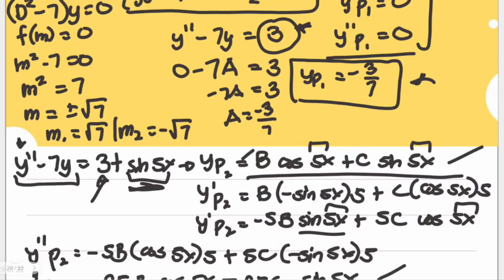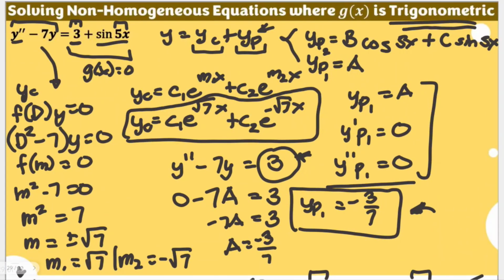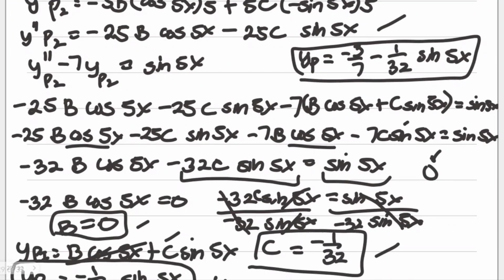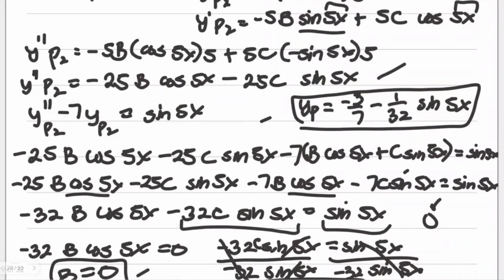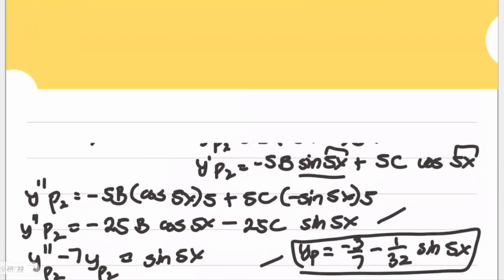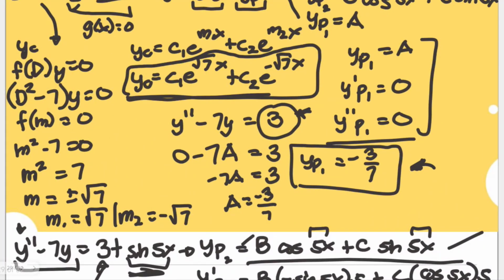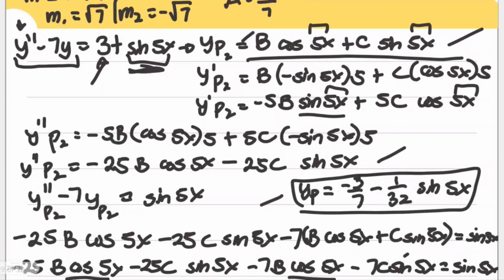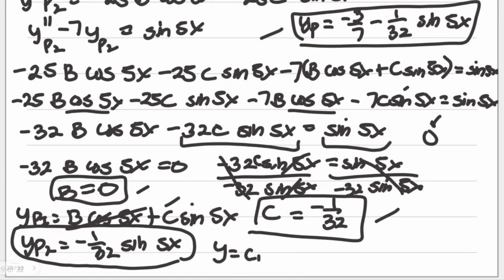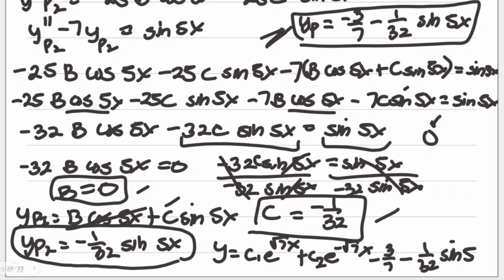Again, the first y sub p component happened because we have two terms for your constant, and for your trigonometric function is this. Combining that, you will have this y sub p, which will be combined to our y sub c. So rewriting that, our y sub c is c sub 1 e to the power of square root of 7x plus c sub 2 e to the power of negative square root of 7x. This was our y sub c earlier. Plus this: minus 3/7 minus 1 over 32 sine of 5x.